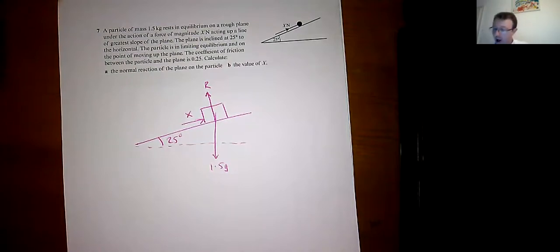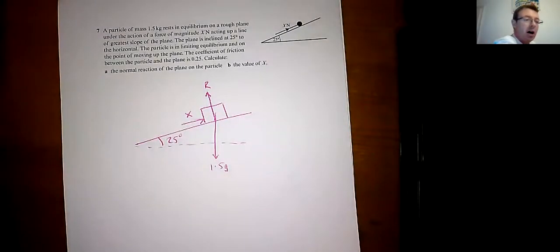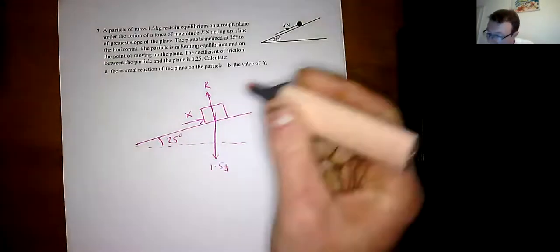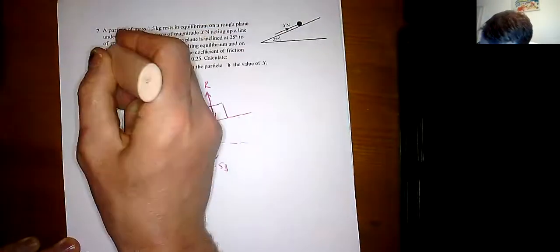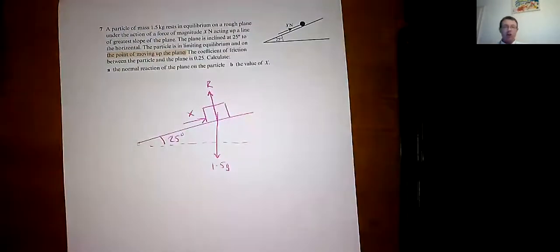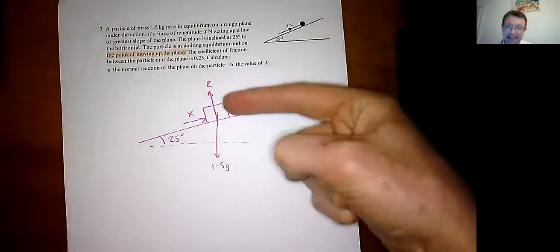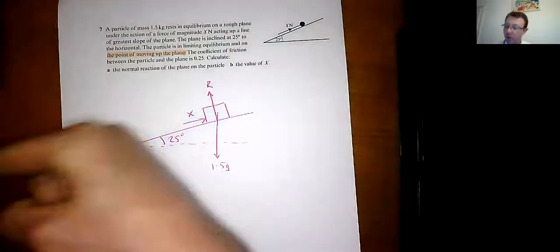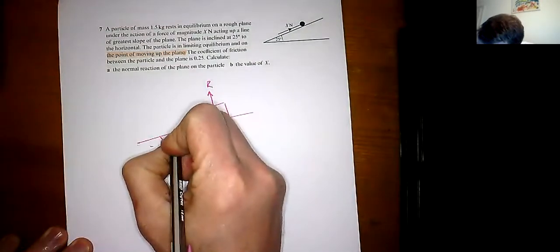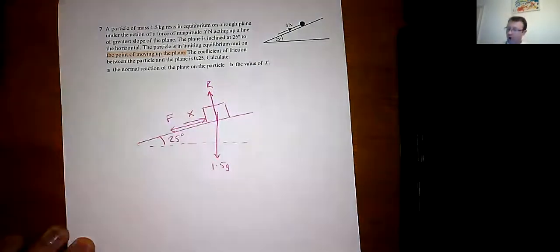So this particle, it says, and this is crucial, this particle, let me get my highlighter. Okay, this particle here, it says is on the point of moving up the plane. So it wants to move up the plane. Therefore, the friction is acting down the plane. Friction's going that way. So my frictional force is that way there. And that's all the forces that are acting on it.